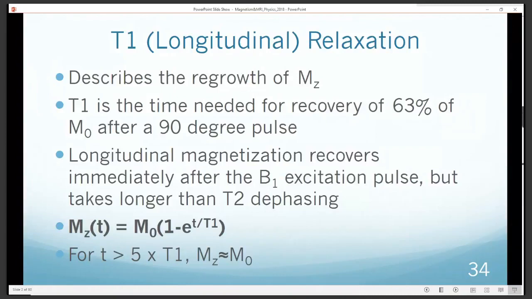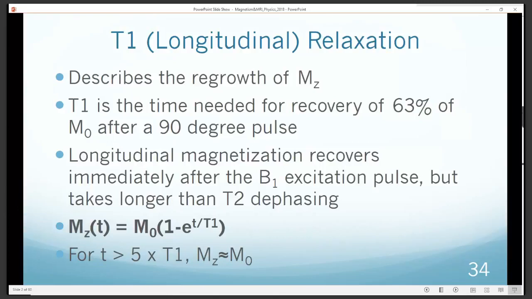The other major contrast mechanism is called T1, or longitudinal relaxation. It describes the growth of the net magnetization as it relaxes from being in the transverse plane towards reestablishing itself longitudinally, aligned with the B0 magnetic field, which defines the z-axis. T1 is the time needed for recovery of 63% of the magnetization after a 90-degree pulse.